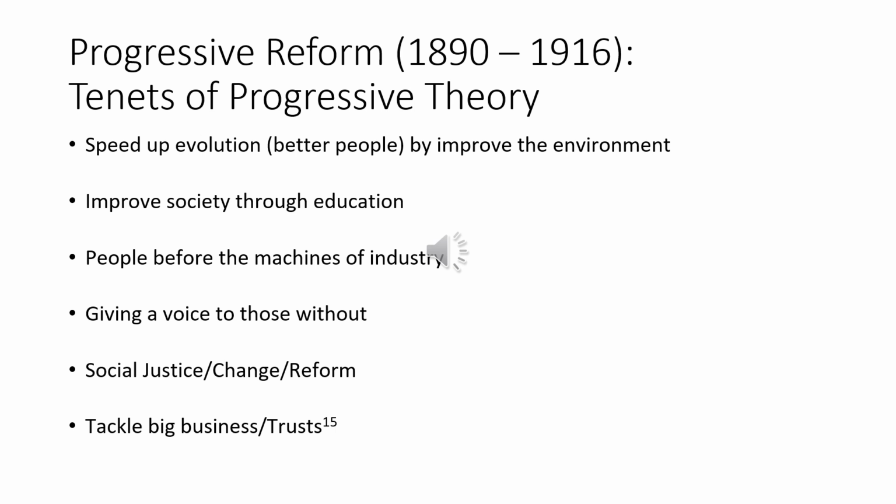Social justice, again, is a different term that has a different meaning for what it meant then to what it means now. Social justice then was mainly aimed at reform and changing society to make it more egalitarian. And then the last tenet here is to tackle big business and to help break up the trusts that were abusing American workers and creating an environment where only the rich could get rich and the poor would stay poor.